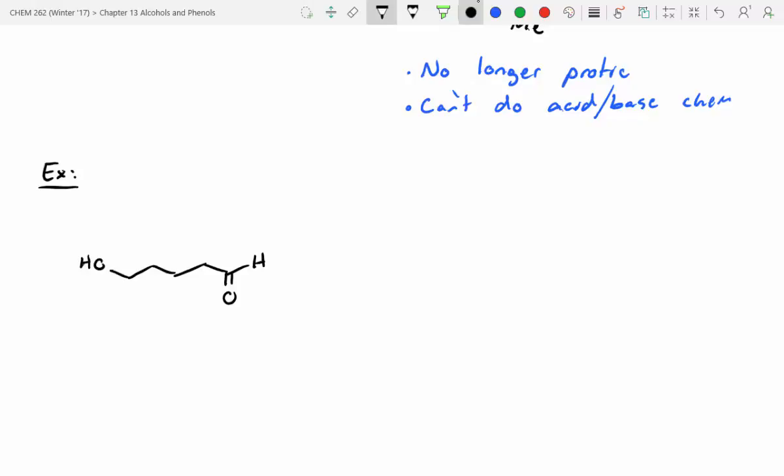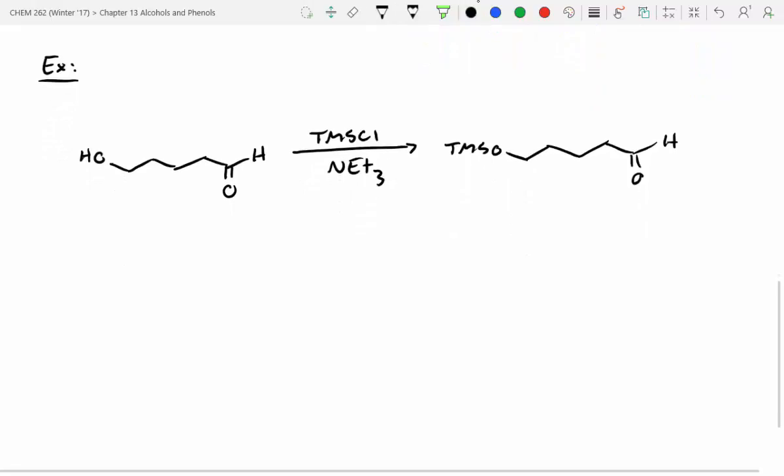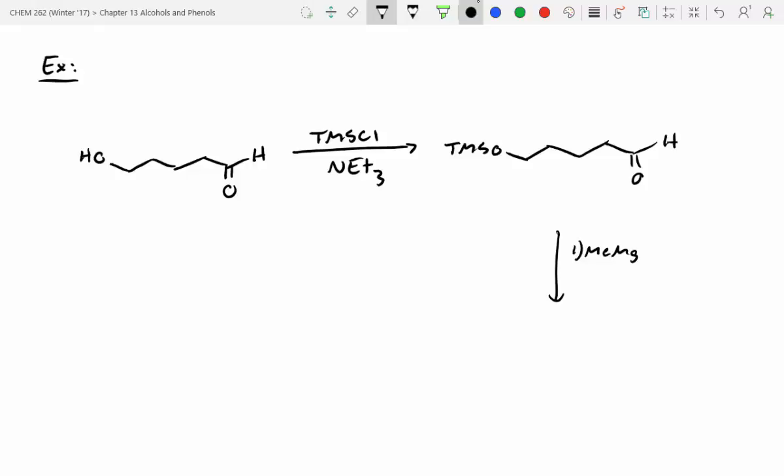Let's assume that we want to add a methyl group to the carbonyl. All we need to do now is first protect it. So we'll write TMSCl and triethylamine. And if we do this now, we've got TMSO as our protecting group. Now we can throw our Grignard at this reagent after purifying it. And we can say, all right, we'll use methyl magnesium bromide, followed by a weak acid workup, or I'll just do water.